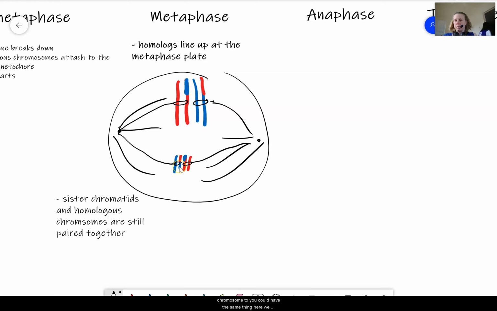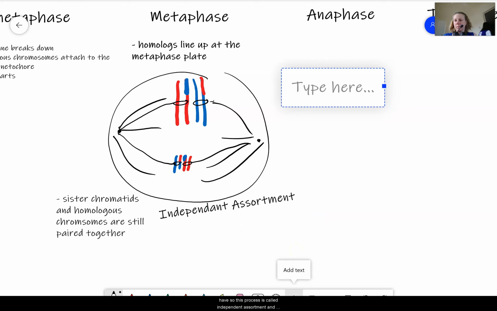On the bottom, for chromosome 2, you could have the same thing. Here we have dad on the left and mom on the right, but we could just as easily have mom on the left and dad on the right. All right, so there are many, many, many different possible alignments or arrangements. And the more chromosomes you have, the more different possible alignments you can have. So this process is called independent assortment. And there are many, many different possible alignments, and we can calculate that.